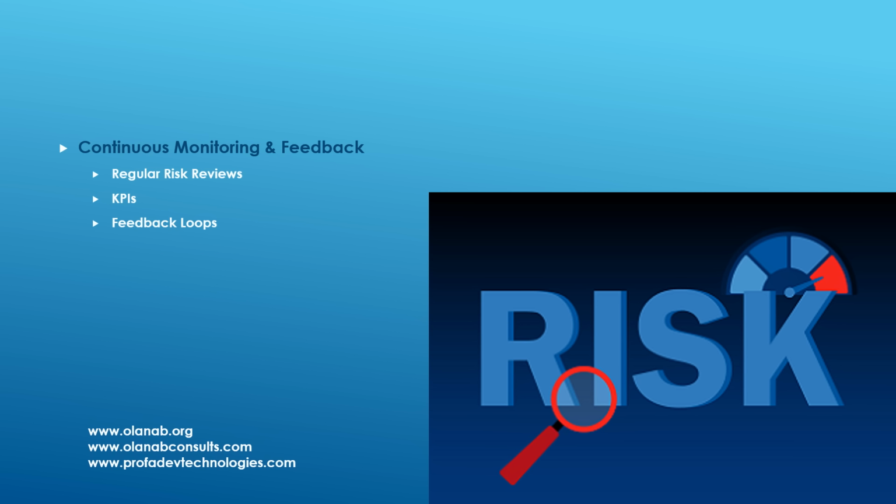Continuous monitoring and feedback. This can be done using three methods, which are regular risk reviews, key performance indicators, and feedback loops. Regular risk reviews involve scheduling periodic reviews to reassess and update the risk register as the project or organization progresses.